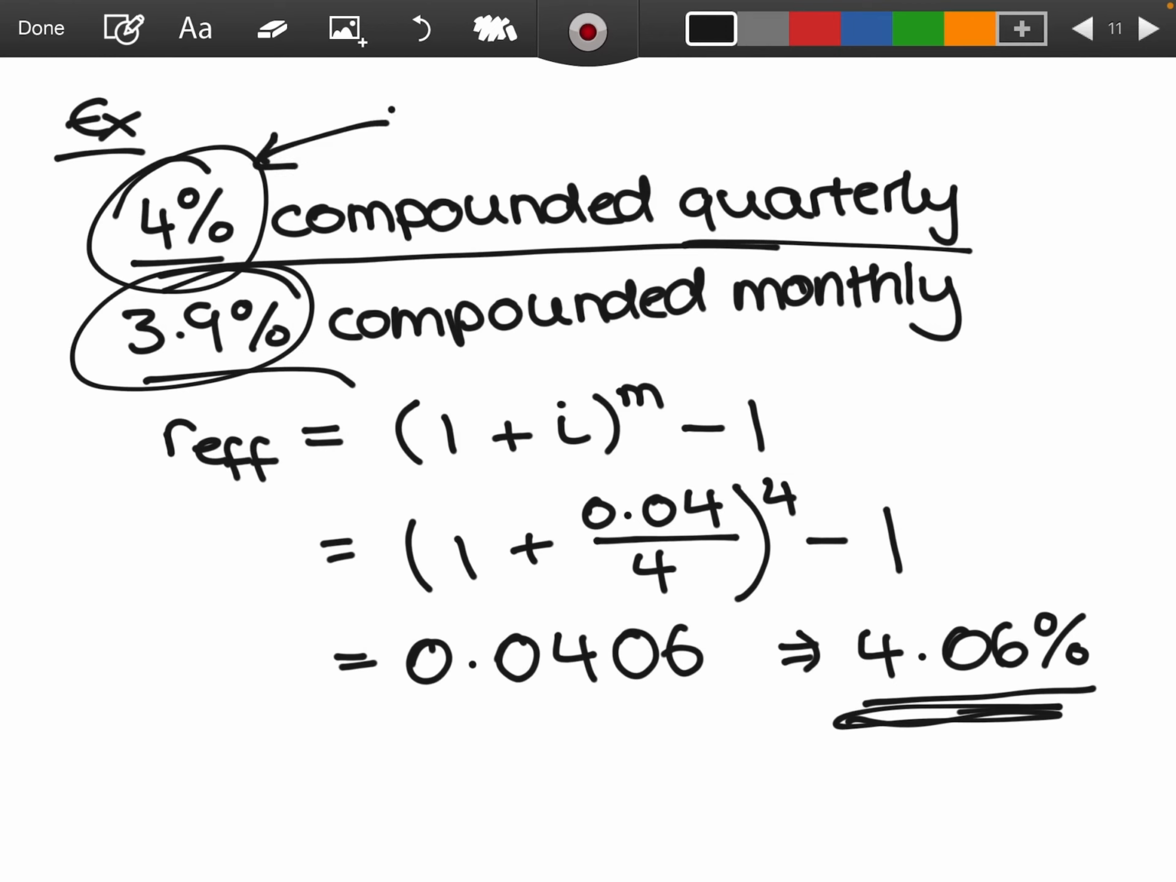Just as a heads up, when you do this, they will sometimes refer to what is the annual interest rate that is compounded. This is actually what they call the nominal rate. So if you ever see them refer to the nominal rate, it's just the rate that you are compounding over a certain period of time, in this case quarterly or monthly. So the nominal rate is the annual rate that you are compounding, but we are actually finding what the annual simple interest rate is for each one.